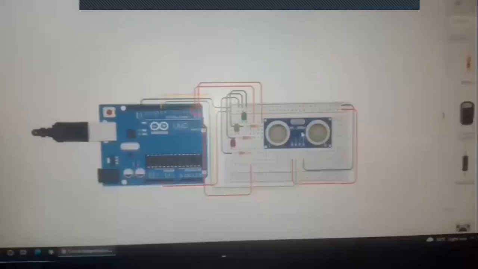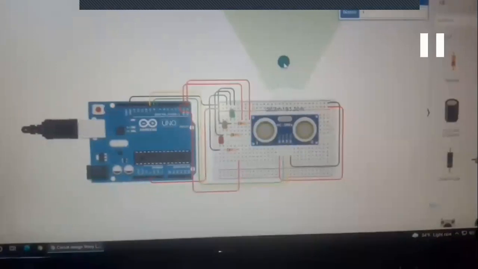Likewise, the robot will move. Water tank level indicator system. So this is the software I told you earlier. We will practice the electronics components in the software.